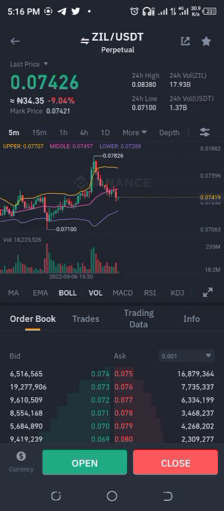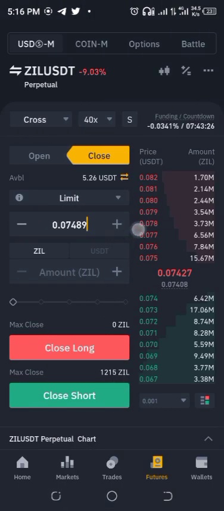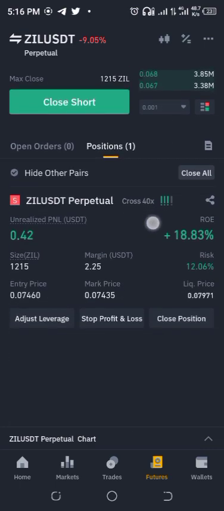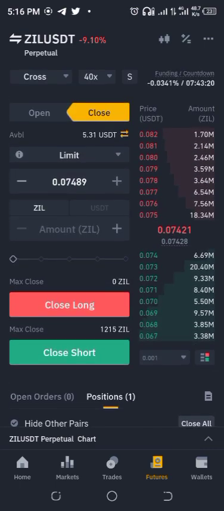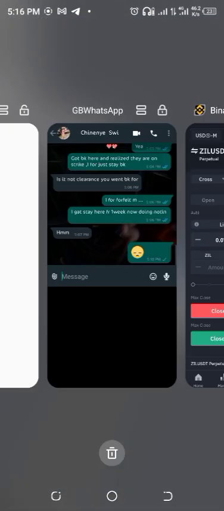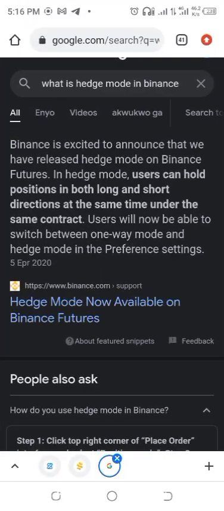Now let's look at what Binance said about hedge mode and see what it really means. Here, this update was made in 2020. It said Binance is excited to announce that we have released hedge mode on Binance Futures. In hedge mode, users can hold positions in both long and short direction at the same time under the same contract. Users will now be allowed to switch between one-way mode and hedge mode in preference setting.